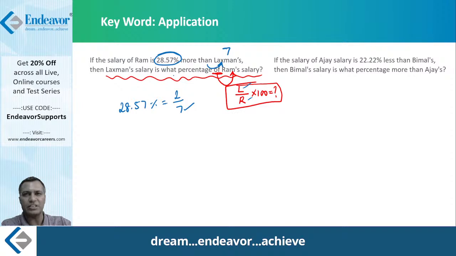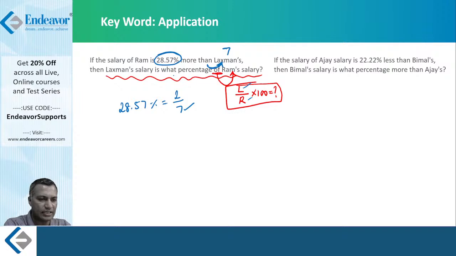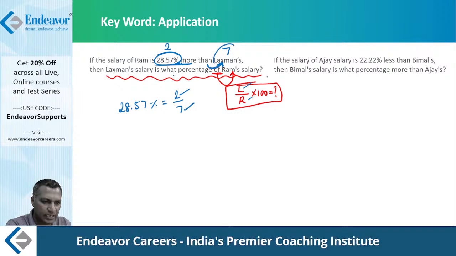Therefore, rather than calling that 100, since Lakshman is coming after "than", I will say let the value of Lakshman be 7. Fair enough. So how much more here? 28.57% more, which means 2 more. If this is 7, 28.57% is 2 out of 7. Now look at this. 28.57% more means what? If Lakshman is 7, Ram will be 2 by 7 times 7 more. 7, 7 cancel, it becomes 2. Therefore Ram, you will write as 7 plus 2, which becomes 9.